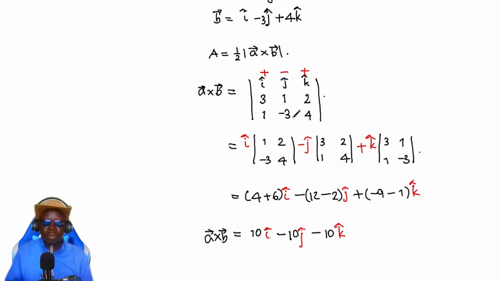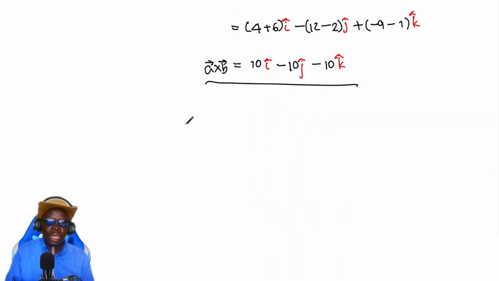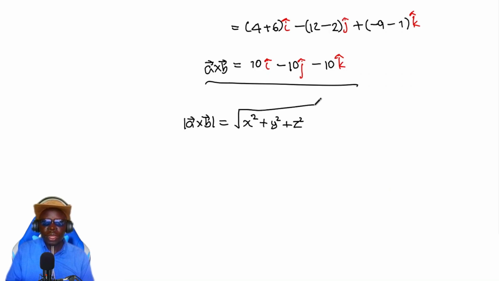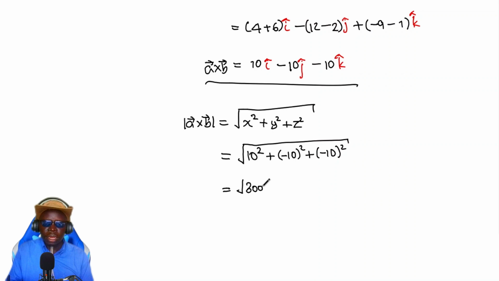Now the next thing, for us to get the area, we need the magnitude of this vector, where we say the magnitude of A cross B is gotten by getting the component of x squared plus the component of y squared plus z squared, all under the square root. We'll have x is 10 squared plus negative 10 also squared plus negative 10 also squared, and all this under a root. Now when you look at that, I get 300 under the root.